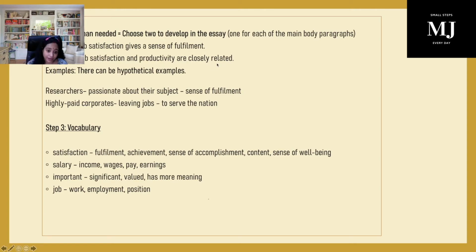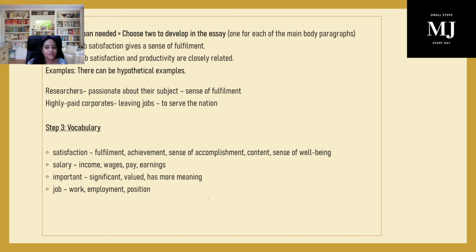and idea 2 is that job satisfaction and productivity are closely related. Now see, now you have to come up with examples, and as I said, they can be hypothetical examples, imaginary examples. So let's see, my examples are researchers. See, they are passionate about their subject, and of course, whatever they are doing with their subject, be it science, art, or literature, whatever, it has to give them a sense of fulfillment, and that is exactly what they are getting out of their work.